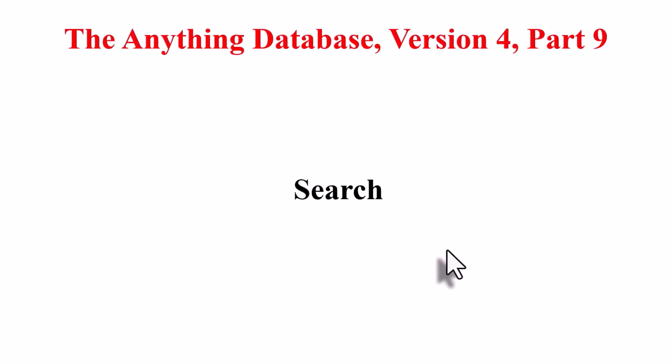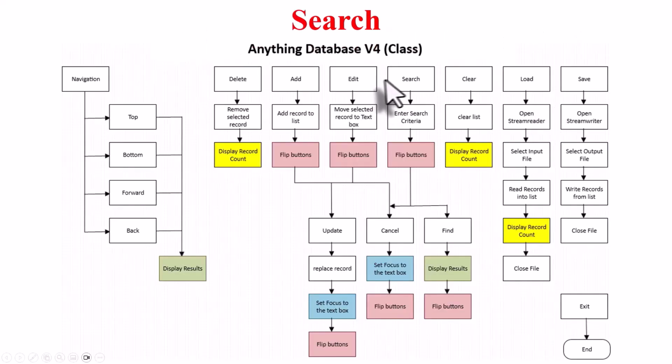All the functionality of our Anything Database version 4 is complete, with the exception of one thing: search. And that's what we're going to do now. We're going to establish a search function for the Anything Database version 4, part 9, search. Search is sitting right here, and as you can see, it's a little bit complicated because it does the enter search criteria and the flip buttons. Then it jumps down to this area in here and ties itself in with a cancel button that's part of the edit and the add. And so we need to look at that.